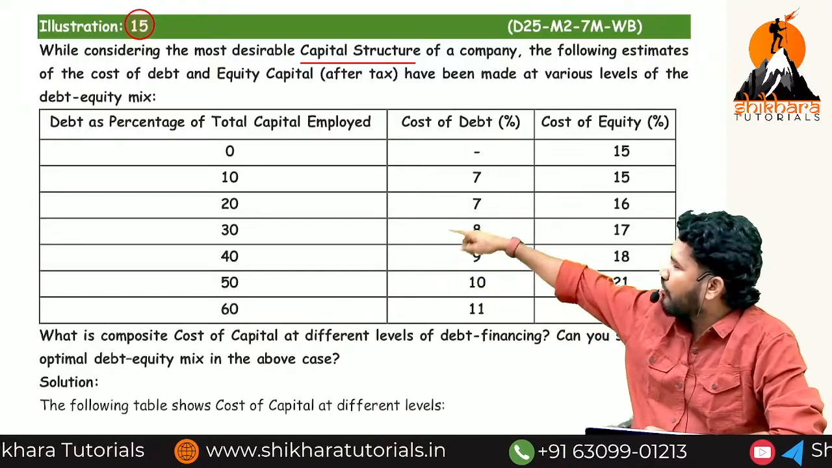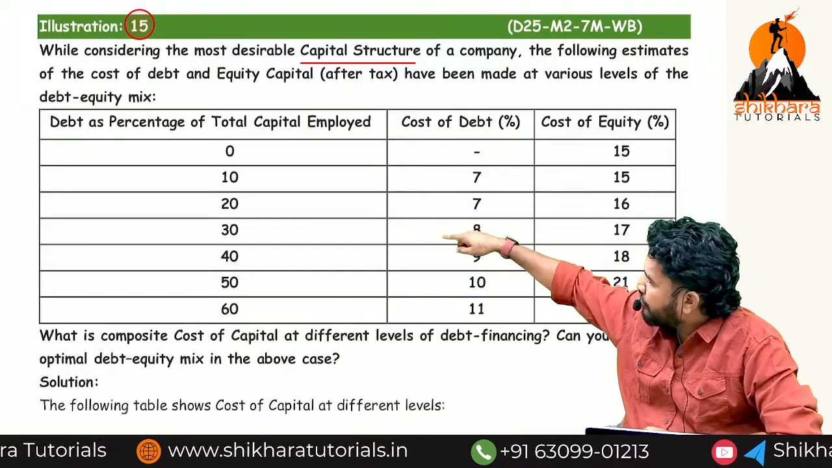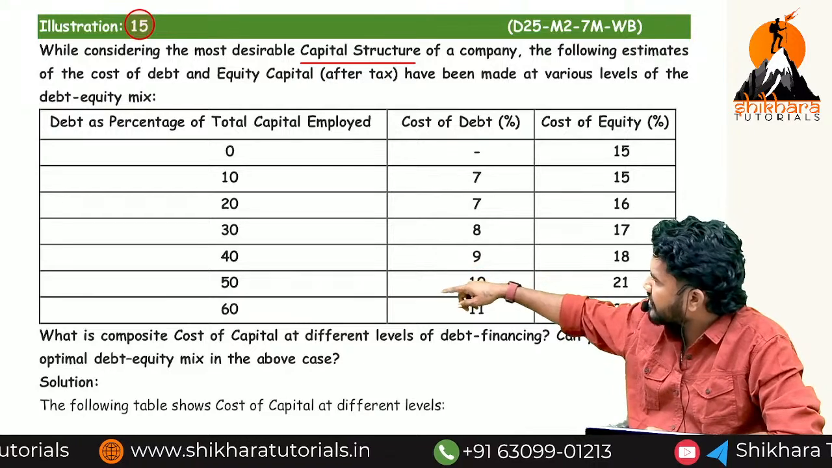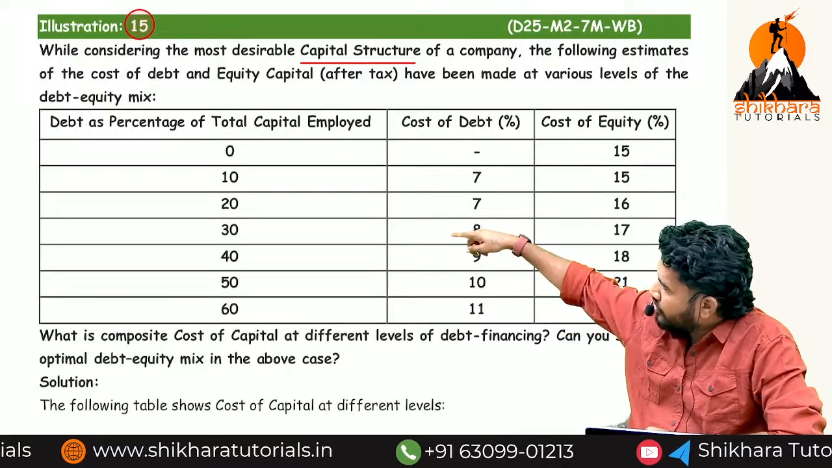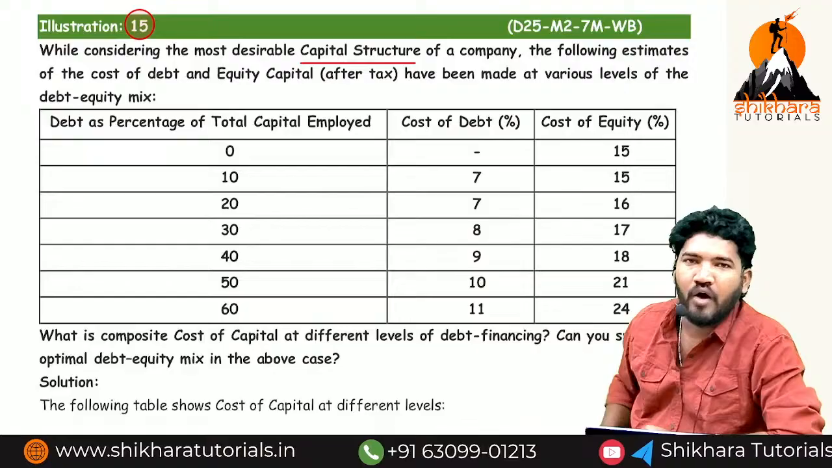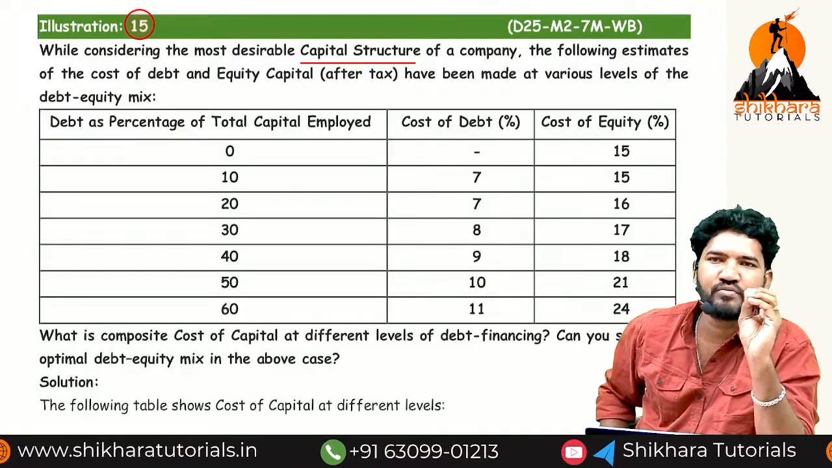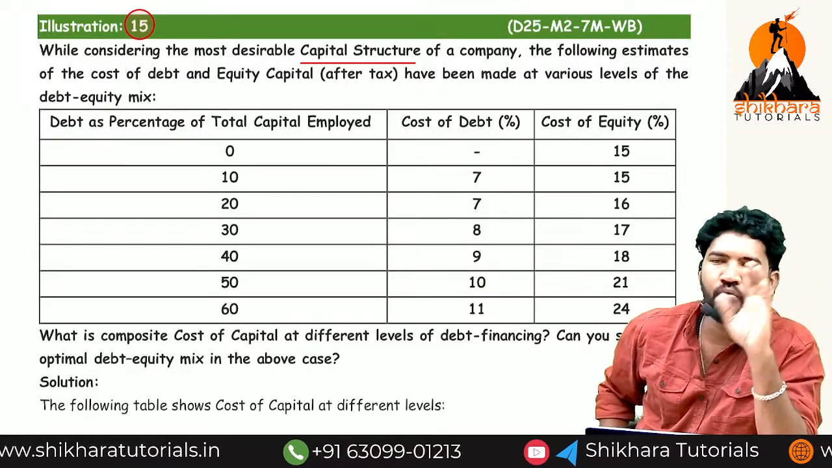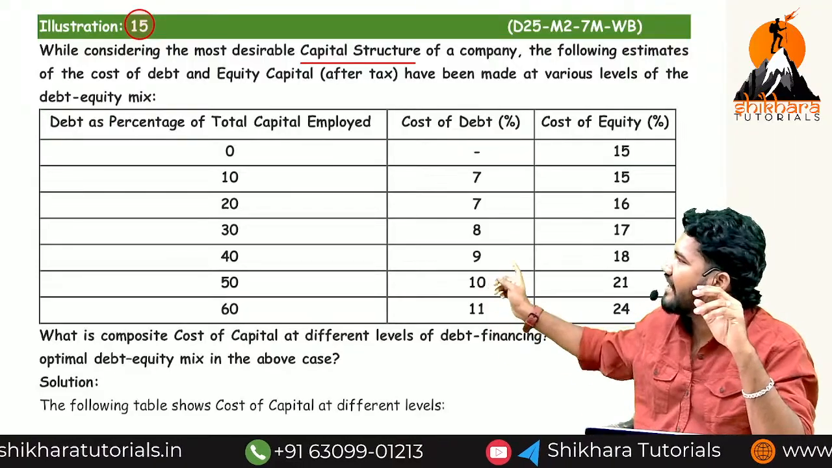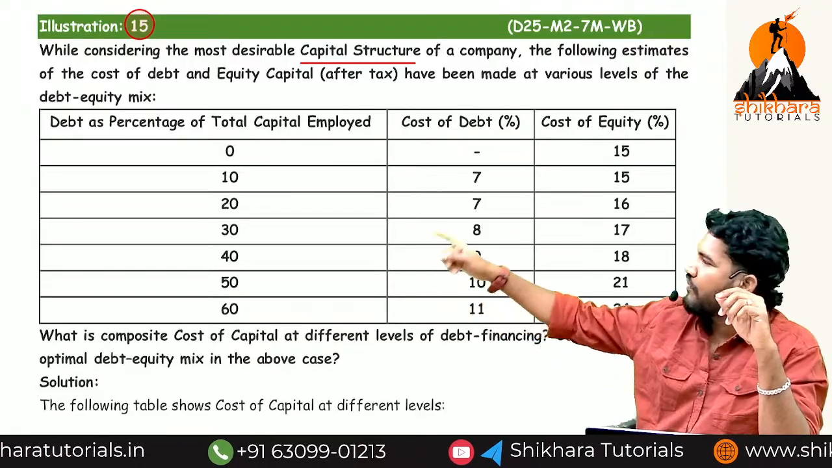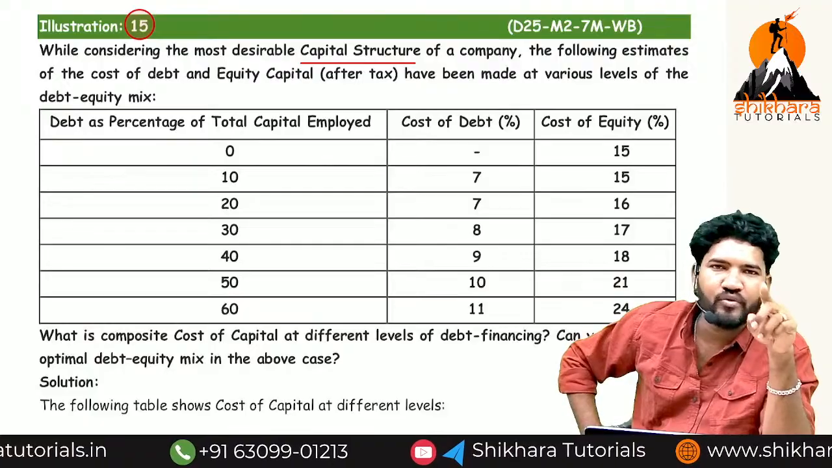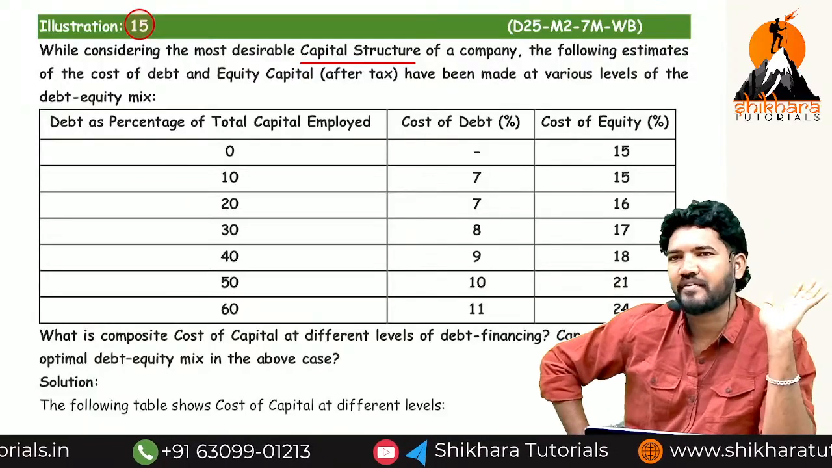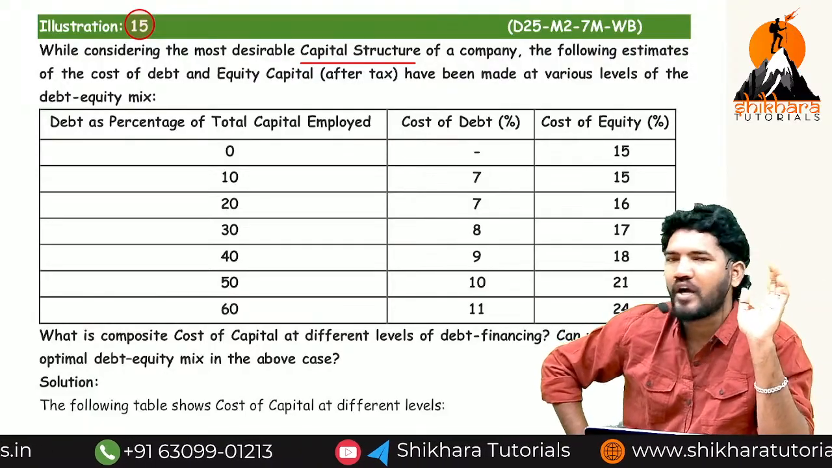Out of how many plans? 1, 2, 3, 4, 5, 6, 7. Out of 6 plans, which one is the best one? They are asking. How do you say it? You have to calculate KO for each and every one. After the KO calculation, where you get the least KO, that is the best plan. Sir, clear? Now how to calculate KO?